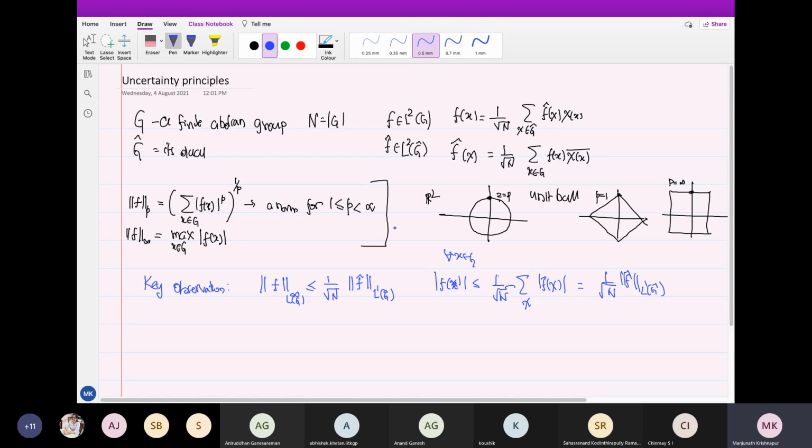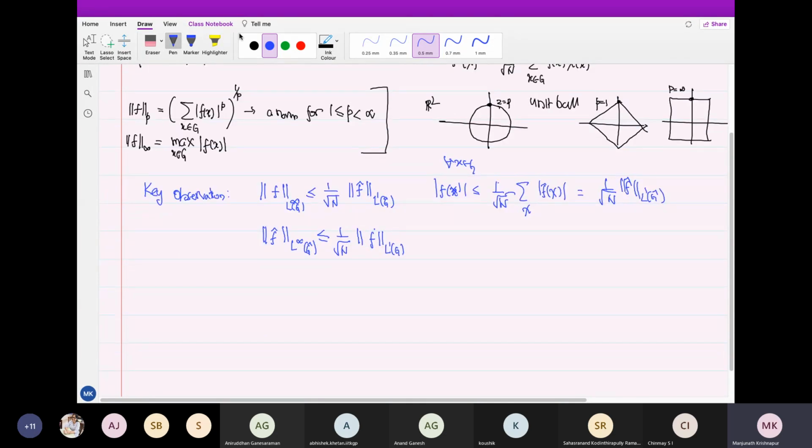Similarly, from this one we see that the L infinity norm of f hat on g hat is bounded by 1 by square root n times, because that's the size of g hat also, the L1 norm of f on g. Okay? So you get this, right? These are very easy.